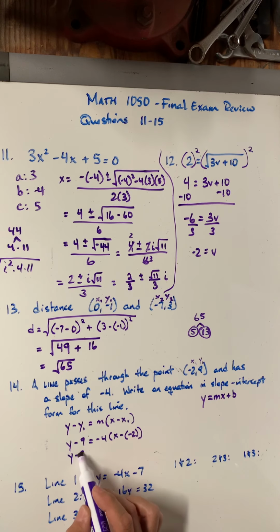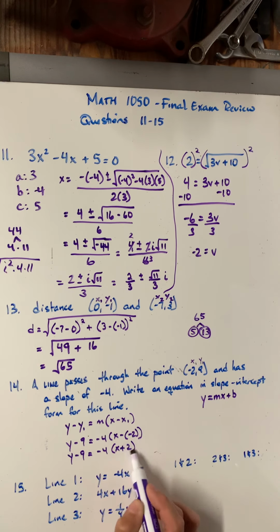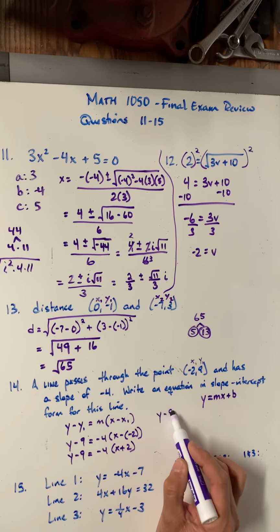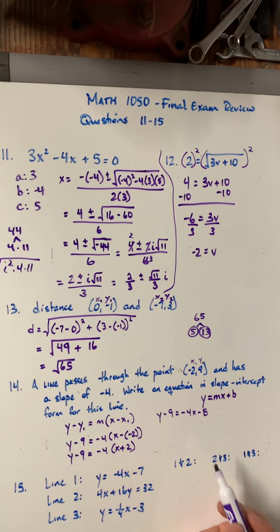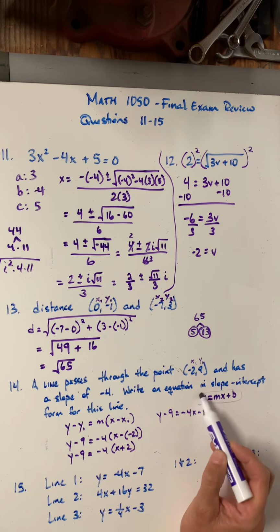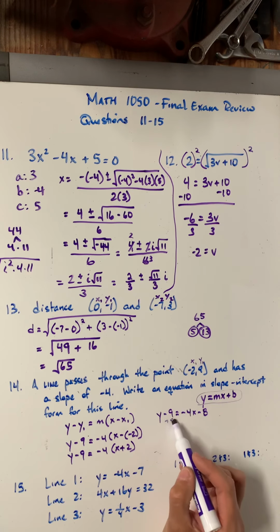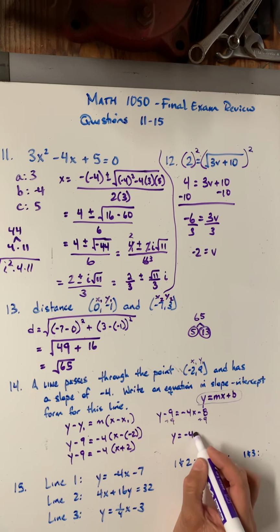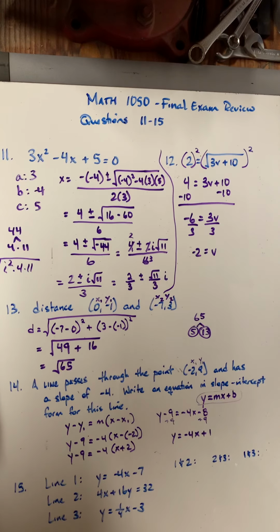And then I would start simplifying. -4 times x plus 2. Then I would distribute my -4. So y minus 9 equals -4x minus 8. To get it in slope-intercept form, y needs to be by itself. So I would add 9 to both sides. And I would get y equals -4x plus 1. And that would be the answer.